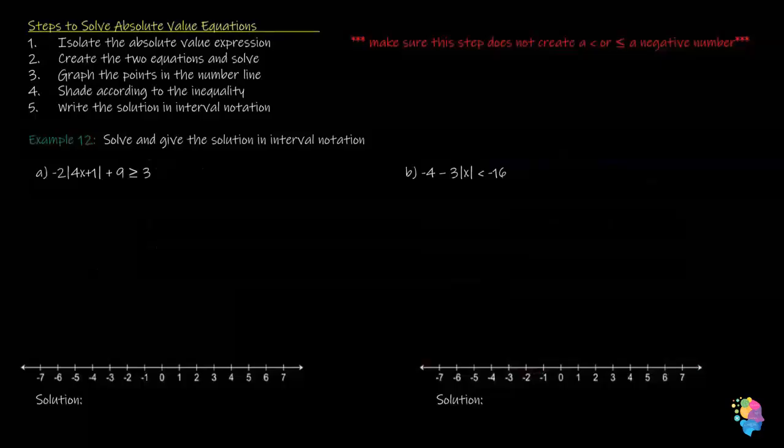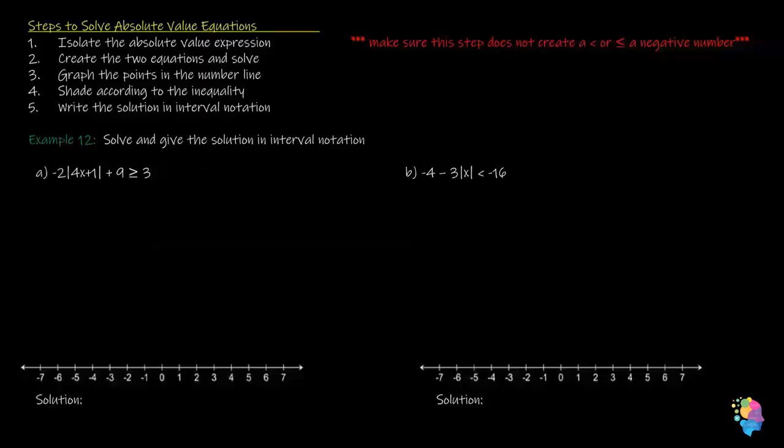In the three examples we did before, all the absolute values were on the left side of the inequality and they were already isolated. Let's try a few examples of what happens when they are not isolated. So we're going to try and isolate the absolute value, again making sure that this step doesn't create a less than or equal to a negative number.